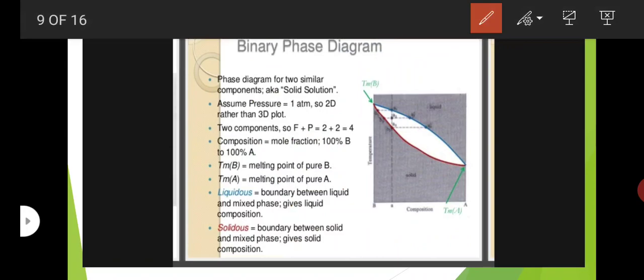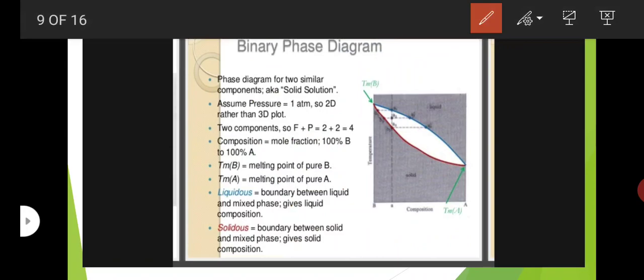Okay, here a melting point of pure B and melting point of pure A, means temperature of B and temperature of A. Liquidus boundary between liquid and mixed phase gives liquid composition. Solidus boundary between solid and mixed phase gives solid composition.